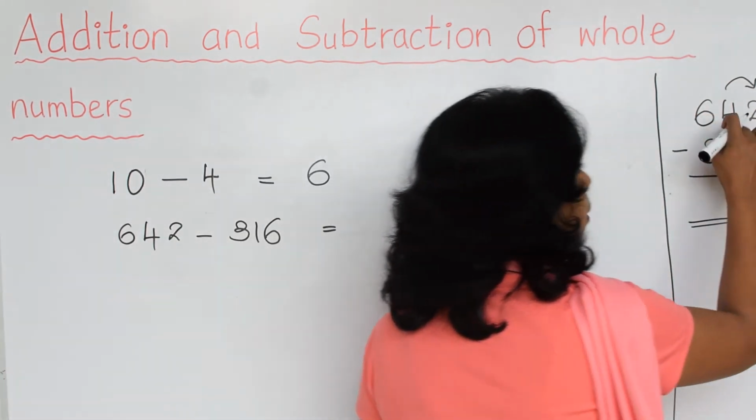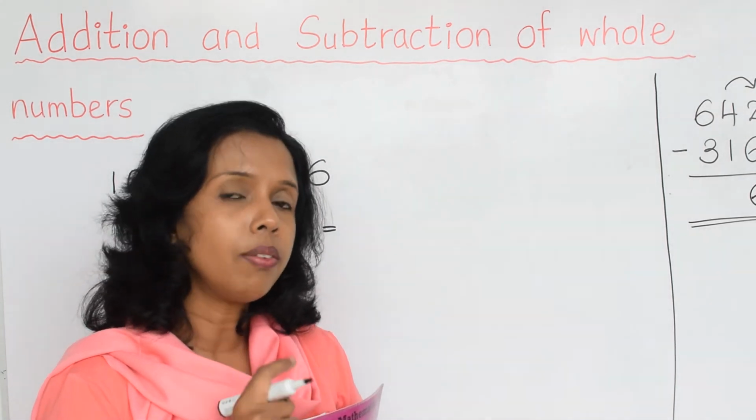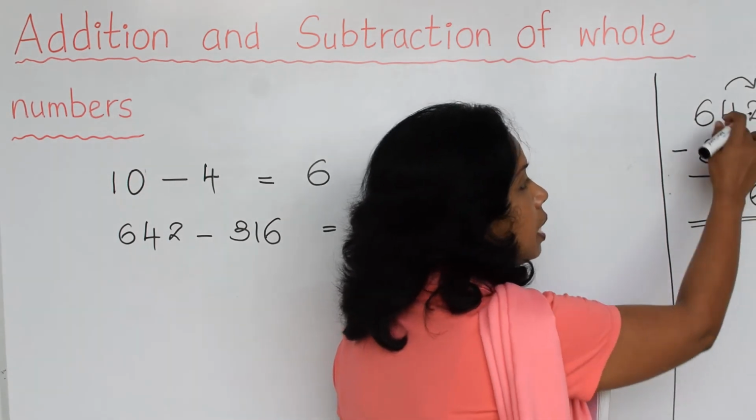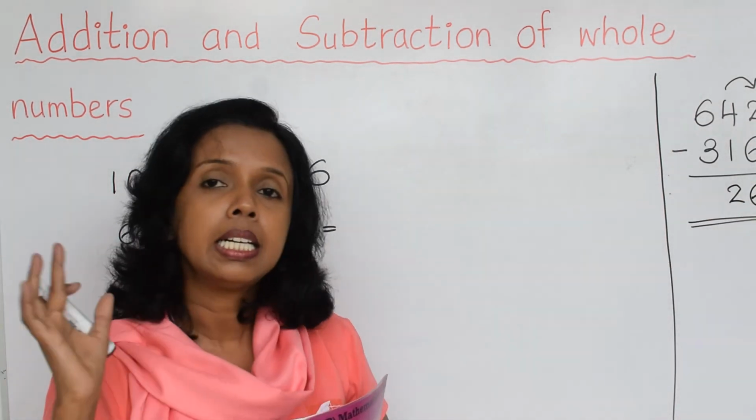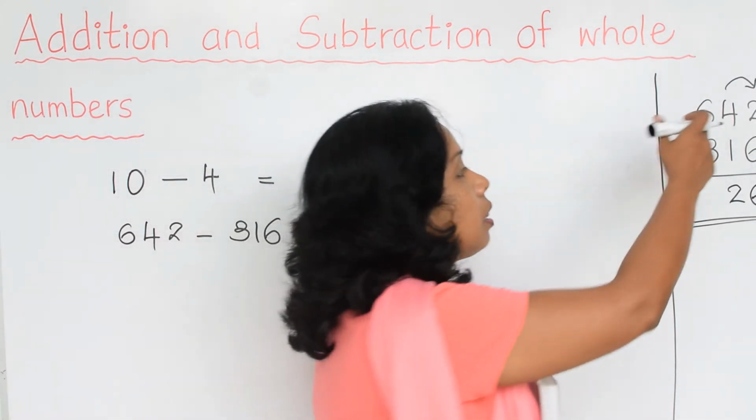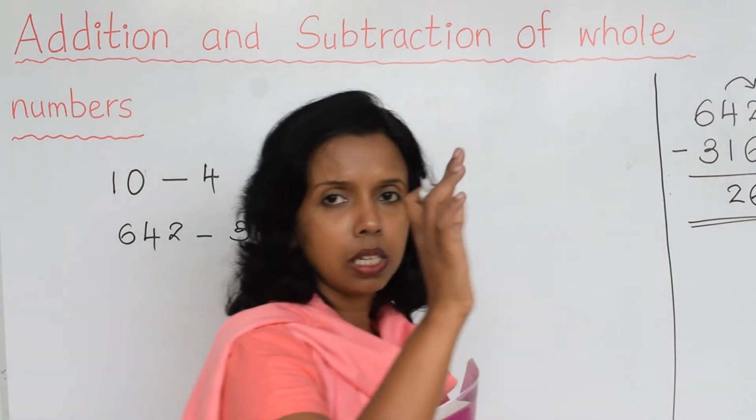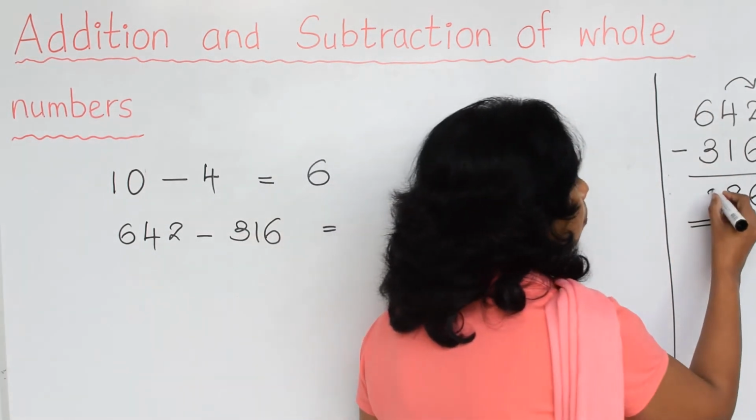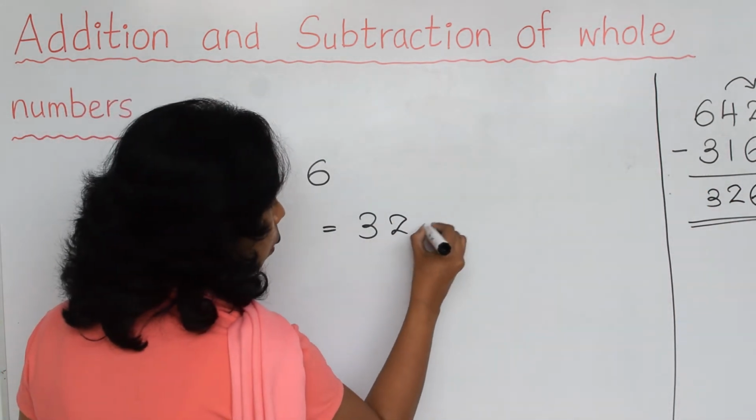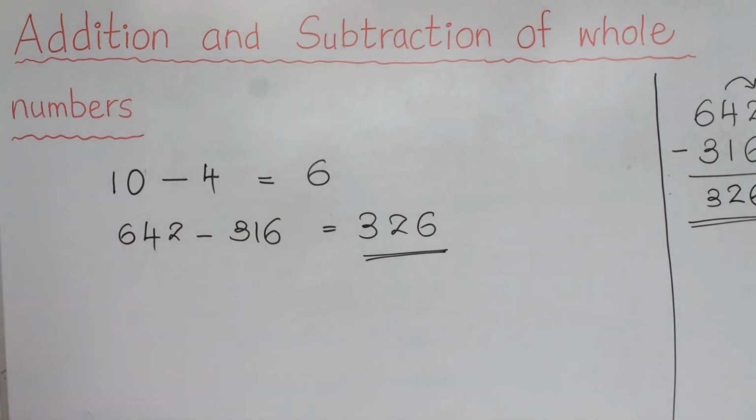Now what happened to my neighbor? Now he doesn't have 4. Now he has only 3. 3 minus 1, it is 2, because he gave me 1, right? Earlier he had 4, but he gave me 1. Now he has 3. 3 minus 1, 2. Then here this 6, nothing changed. Then 6 minus 3, 3. So the answer is 326. This is how you show the answer, 326.